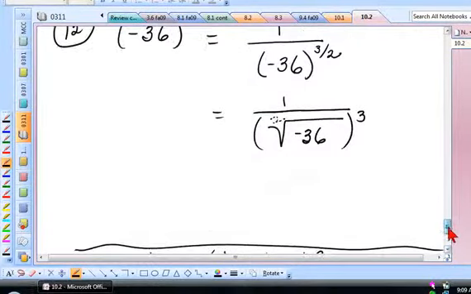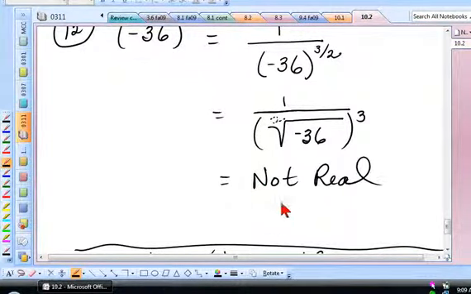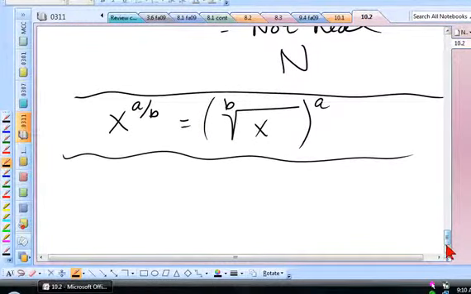So back up to our question. No real number. This is not real. How come? Because you can't take the square root of a -36. You could take the cube root, but you're not being asked to. So we did all that work, and there's not a real answer to that. All that for nothing.